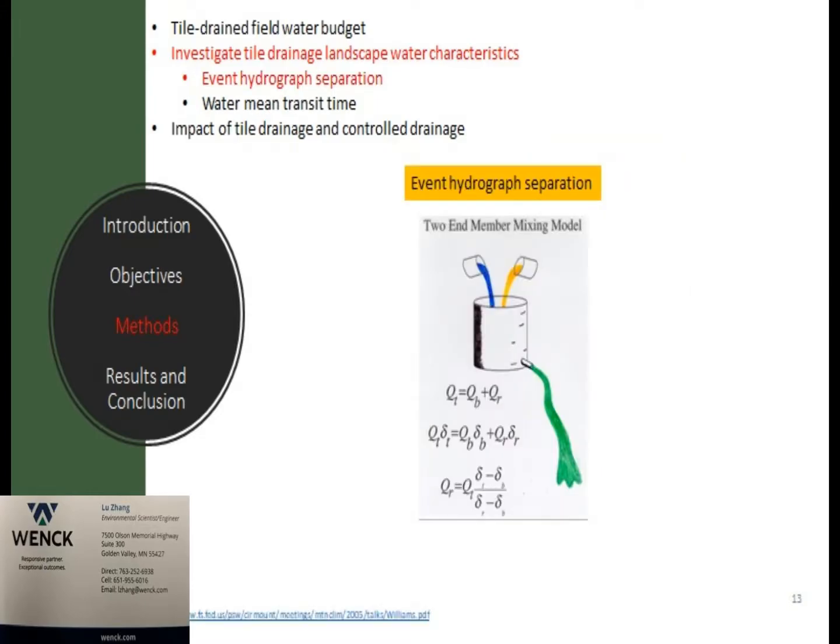So the first subcategory for isotope analysis is event hydrograph separation. It's a really simple concept. We pour two sources into one cup and whatever comes out is your end member. So this is the two-component end member mixing model. For this study, we'll be looking at stream water as what's coming out, and groundwater and tile water are the two sources.